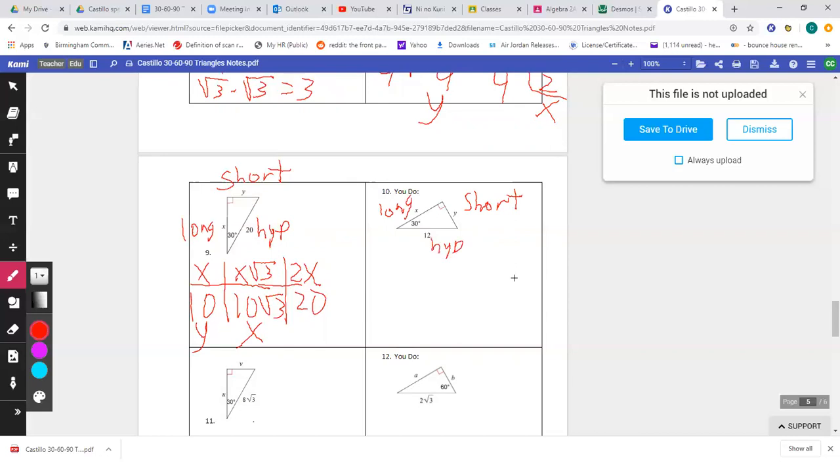Okay. So it's very similar to number 9. If your hypotenuse is 12, you just divide that by 2 to get 6. And then you just take the 6 and multiply it by √3. 6 √3.